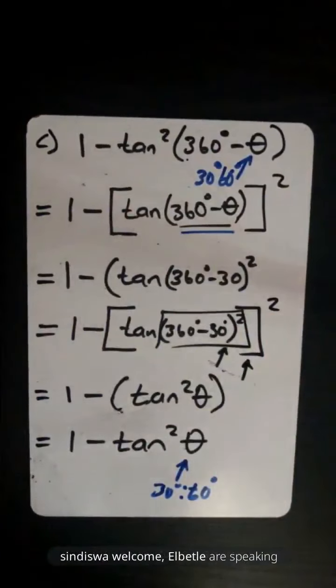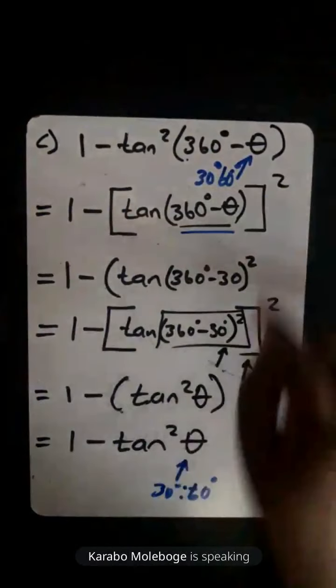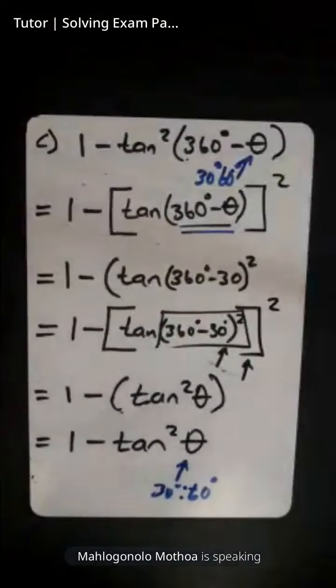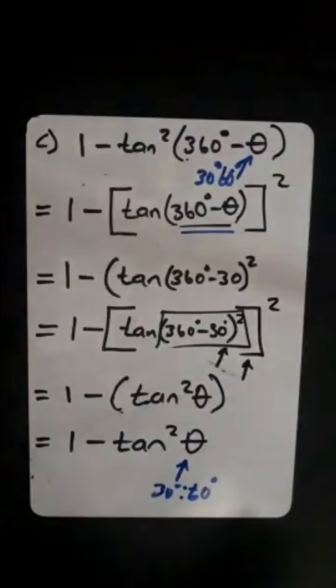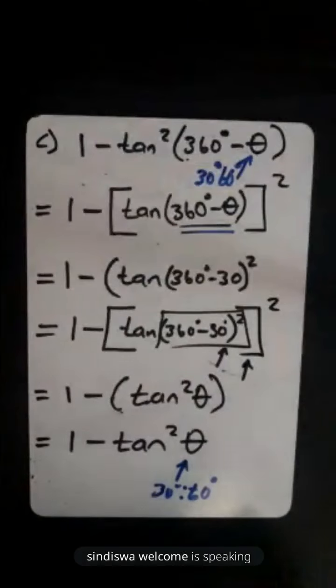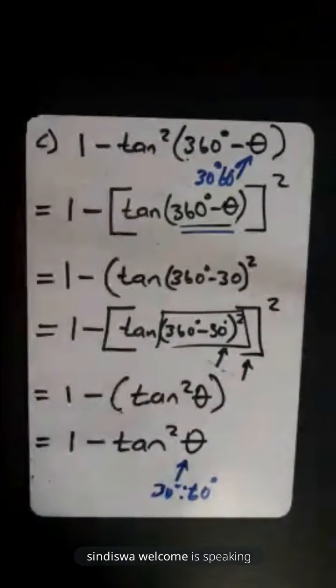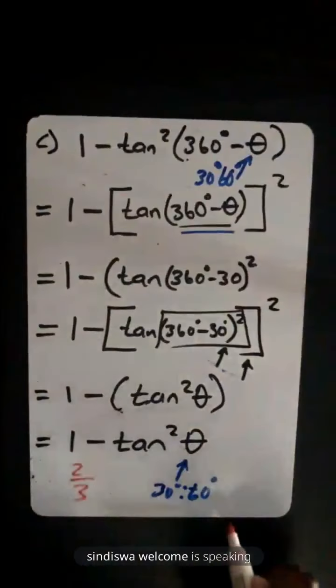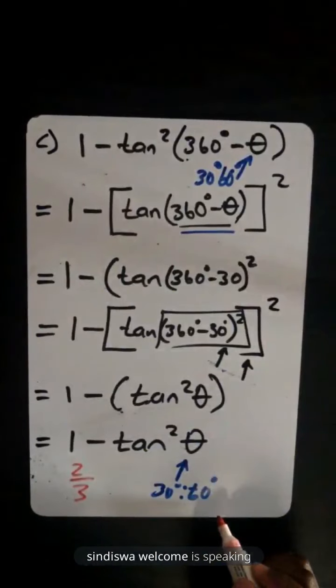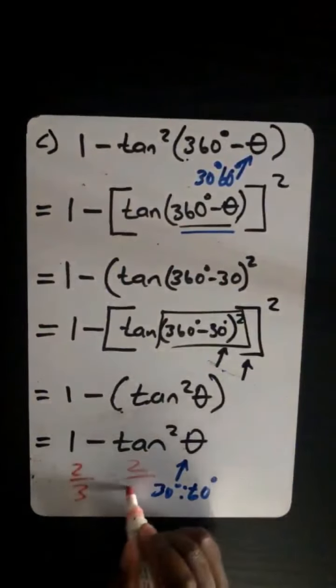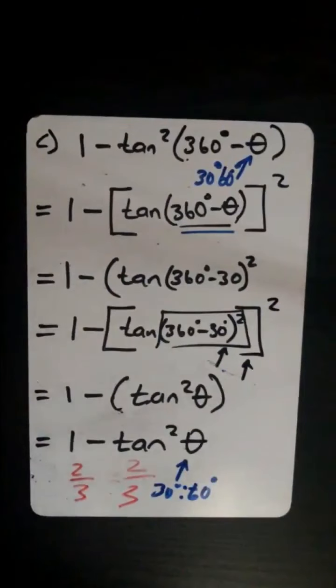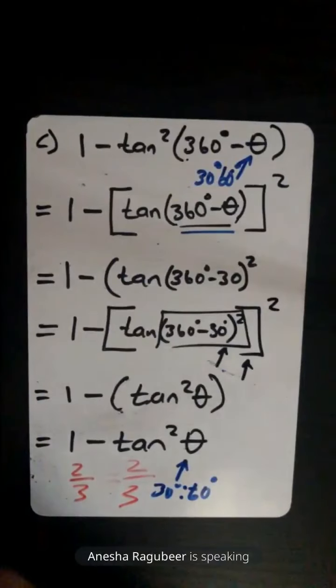What are you getting there? So, for 30 degrees, I got 2/3 in my first step. And then when I substituted into my answer, I also got 2/3. Is it everyone who got the same answer? Yes, sir. 100%. So I'm glad that we are all on the same page.